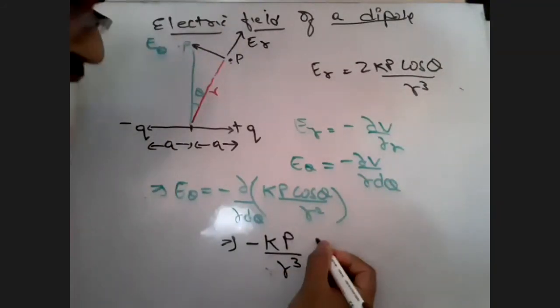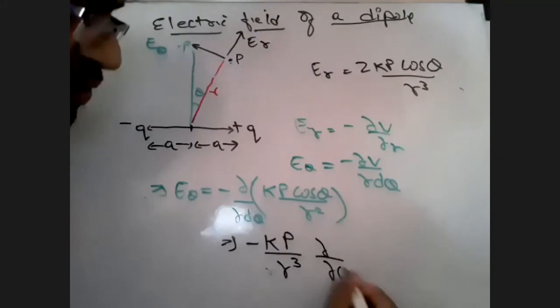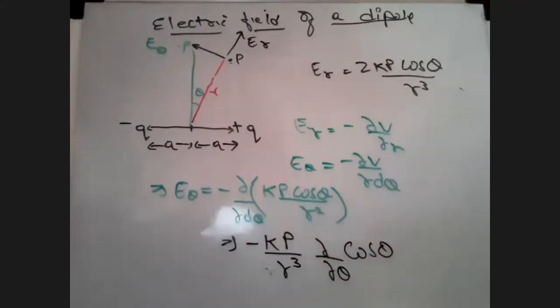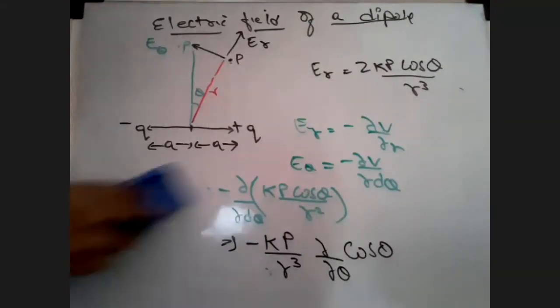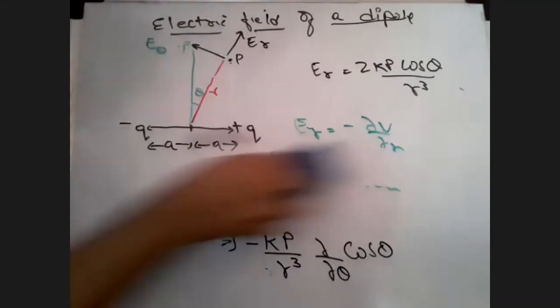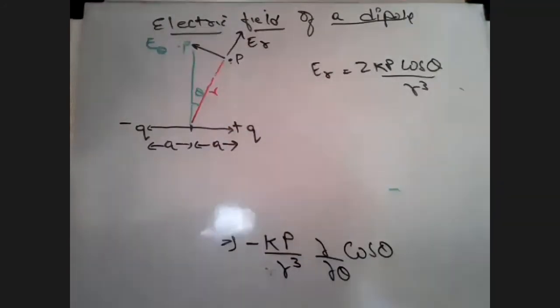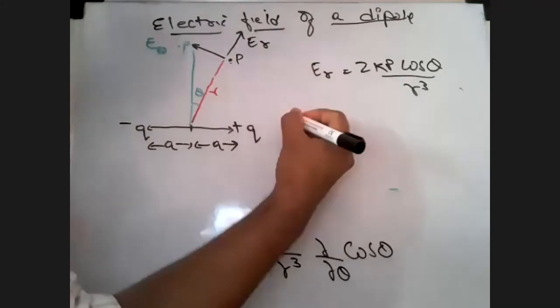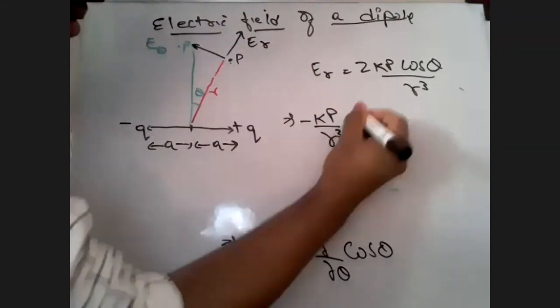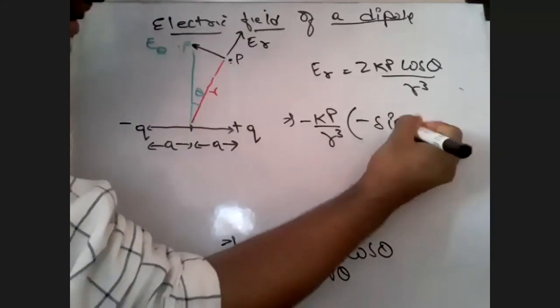And then what we'll get? D by d theta of cos theta. Tell me the derivation of cos theta first. Sin theta. Wrong, man. Wrong. Minus sin theta. Yeah, please don't make that mistake. That is where you all make mistakes, and that's where you all lose marks. Entire sum becomes wrong. So remember that it's going to be minus Kp r cube minus sin theta.